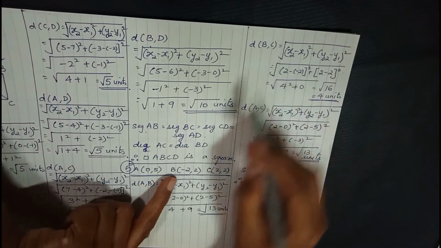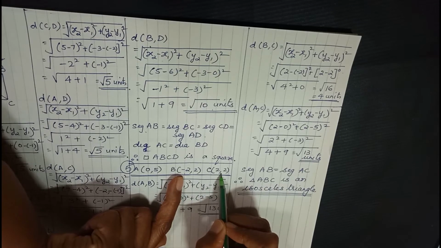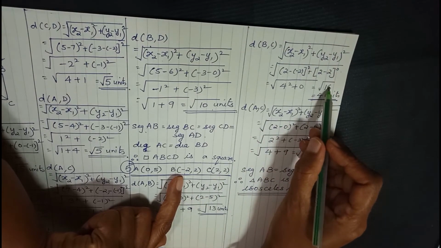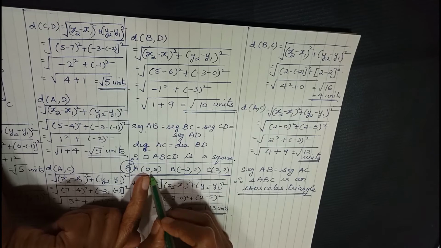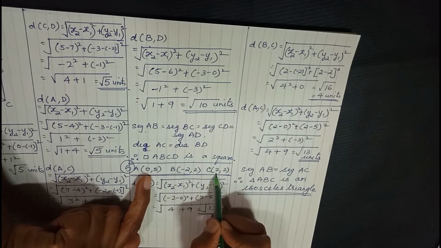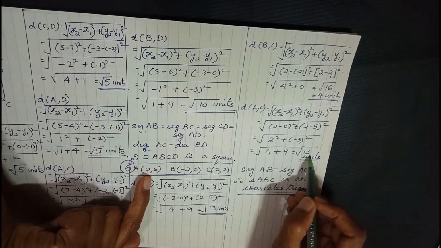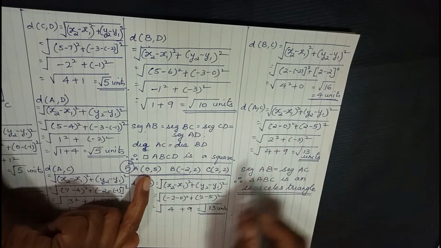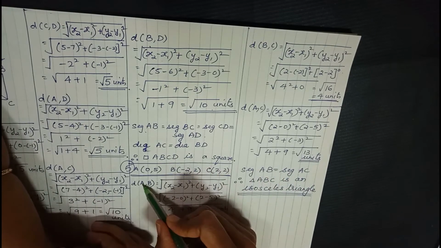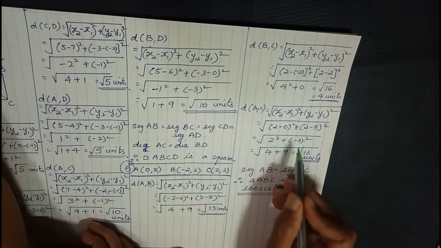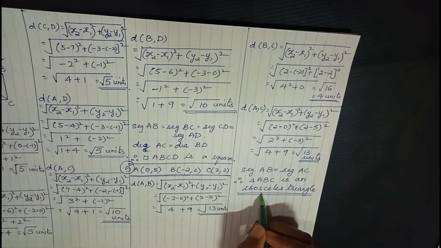Then next I go to BC. For that I use B and C, where B becomes x1, y1 and C becomes x2, y2. And you can see I get the answer as root 16, which is nothing but 4 units. Then the third side is AC. Now for this, A becomes x1, y1 and C becomes x2, y2. Using these two coordinates in the distance formula, I get the answer root 13 units. Now from all these three sides you can see distance AB is equal to distance AC, or in other words, segment AB is equal to segment AC. Two sides of the triangle are equal in length. That is why this triangle is an isosceles triangle.